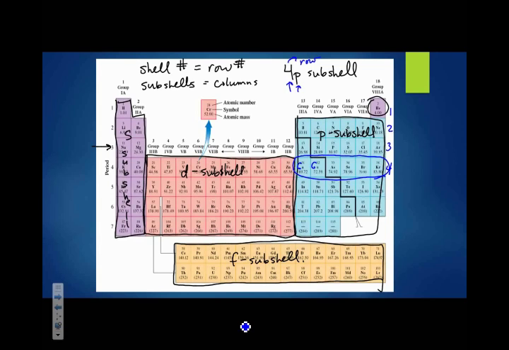Okay, so the D subshell is a little bit tricky because everybody else, their row number equals their shell number. But in the D subshell, what we find is that the shell number equals the row number minus 1. So if we are looking for the, let's say, 4D subshell, we would actually go to the 5th row, because 5 minus 1 is 4, and so the shell number would be 4d.